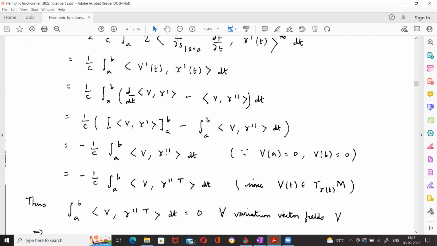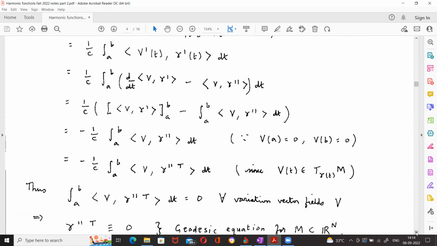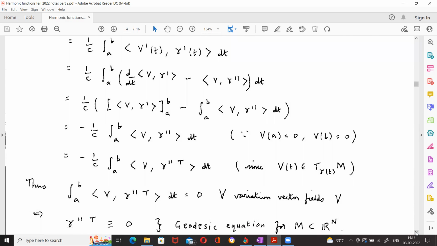And then you use the fact that v is tangent to M. So the inner product with gamma double prime is the same as the inner product with the tangential component of gamma double prime, right? Because the inner product with the normal component is 0. So only the inner product with the tangential component occurs, and so we get this equality. Is this clear? Okay, so this is a standard technique in the calculus of variations.